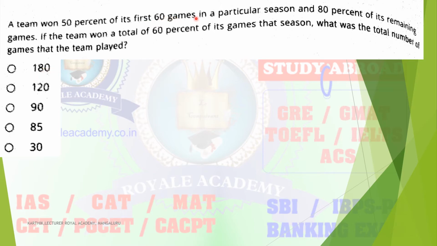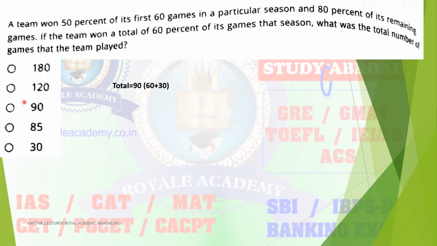60. Second half is how much? 180 minus 60. That is nothing but what? 120 games. So 120, 80% of 120 games is how much? That along with that 60 games, 50% of 60 games is nothing but 30 games. So club together, then final answer you should get how much? 60%. So total is 90.